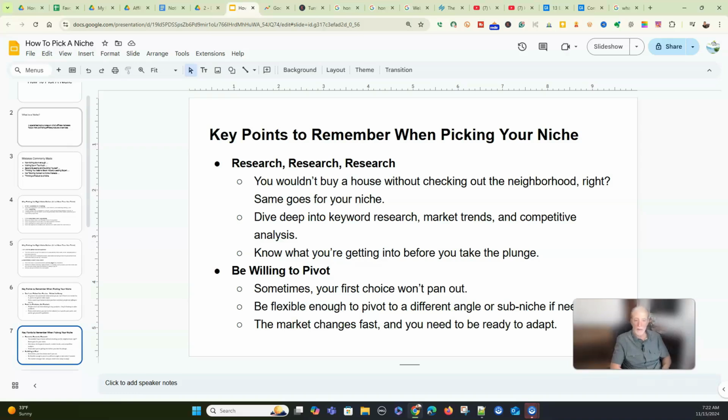So be willing to pivot, and sometimes your first choice won't pan out. But as you get into it, you're developing knowledge, and you're collecting data that helps you make that choice to pivot. Don't pivot on emotions or just feelings. You really want to use the data. And so you want to be flexible enough to pivot. Don't just sell out to an idea and go down with the ship. So when you do make a choice to change, do it quickly and be ready to adapt.